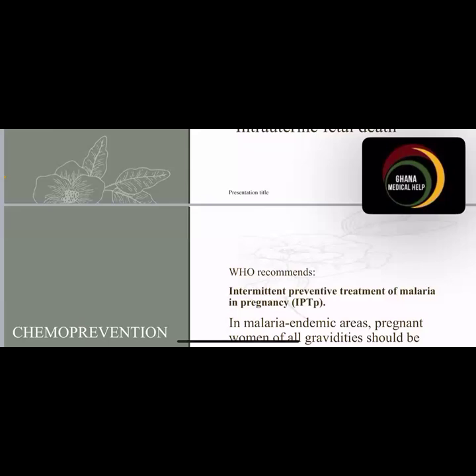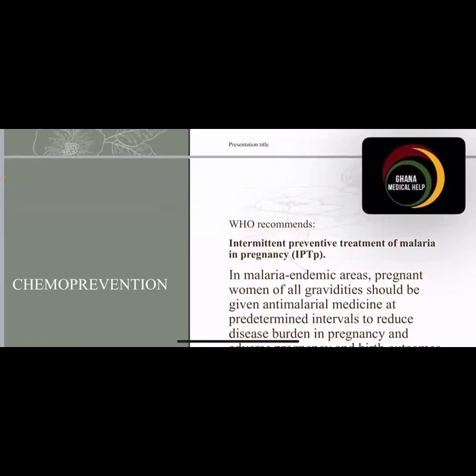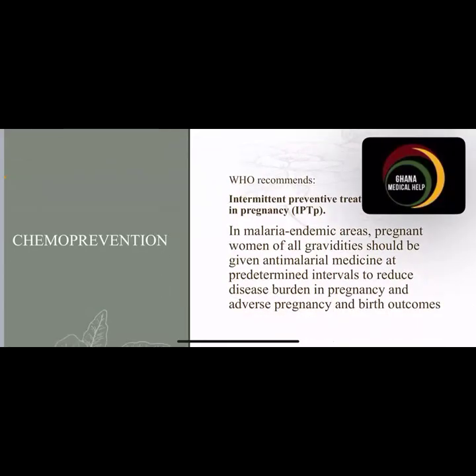Then in terms of chemoprevention in pregnant women, we will go to what we use according to what we already know in terms of WHO recommendations. It says that in malaria endemic areas, pregnant women of all gravidities should be given anti-malaria medicine at predetermined intervals to reduce the disease burden in pregnancy and adverse pregnancy and birth outcomes.